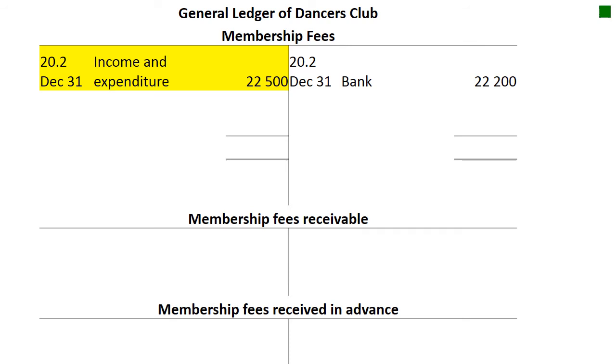So in our membership fees account, this 22,500 gets taken out and will get credited to our income and expenditure account.